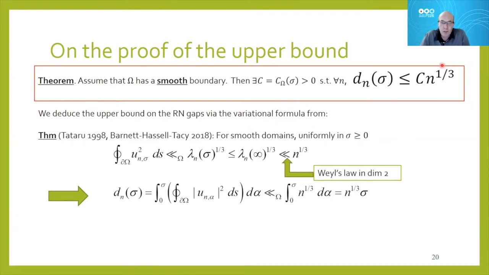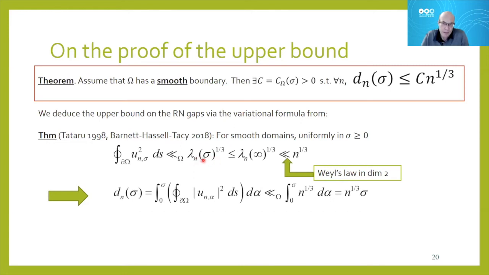Now you can also use it to try to prove the upper bound, but by again inputting something about the L2 restriction norm. It's, I guess, due to Tao from about 20 years ago, and rediscovered since, or maybe in better form, by Barnett, Hassell, and Melissa Tacy, just a couple of years ago, that there is a uniform bound for these L2 restriction norms as the eigenvalue to the 1/3, and you need not worry about the dependence on sigma.